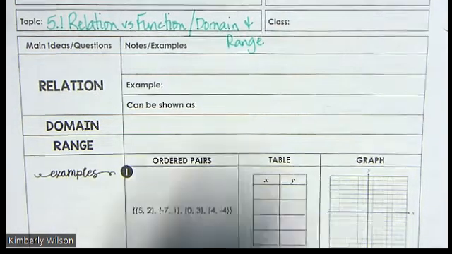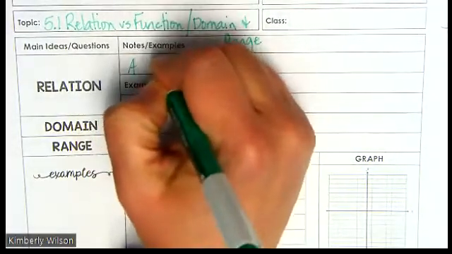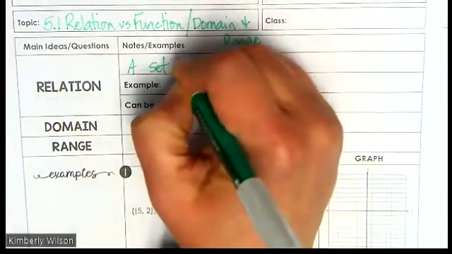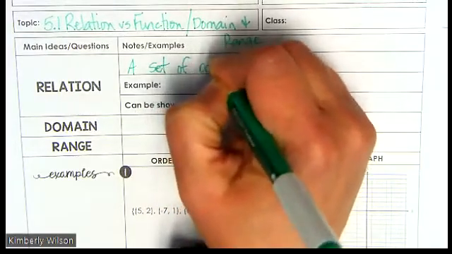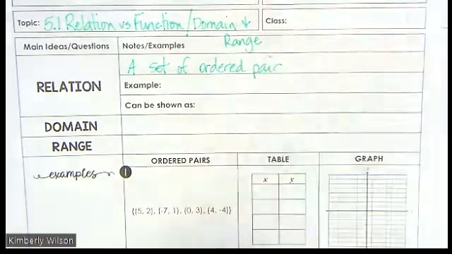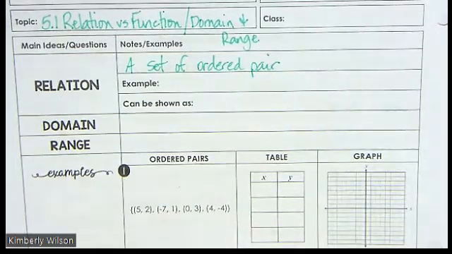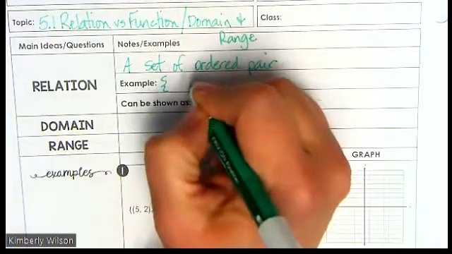So a relation, that is just simply a set of ordered pairs. That's it. A relation is just when you have a set of ordered pairs, which could be a table of values as well, because a table of values like this is a set of ordered pairs. So some examples, or an example.